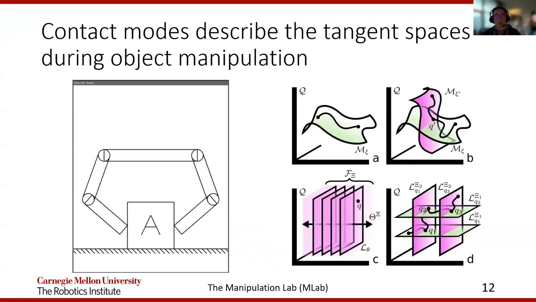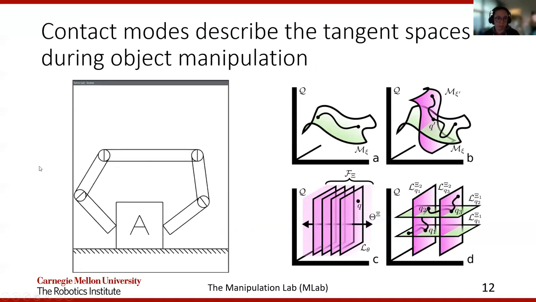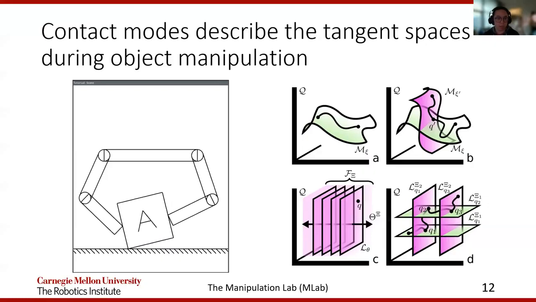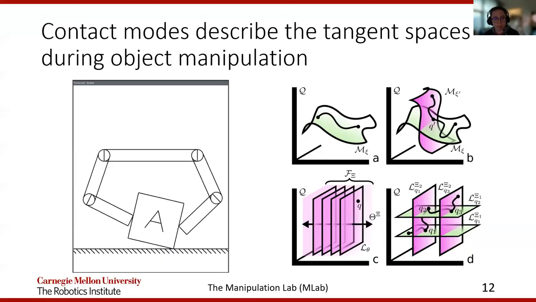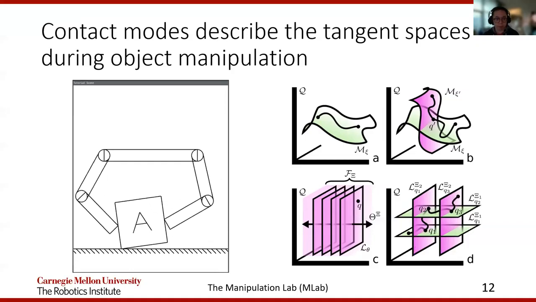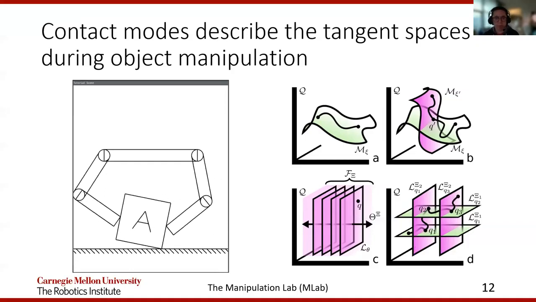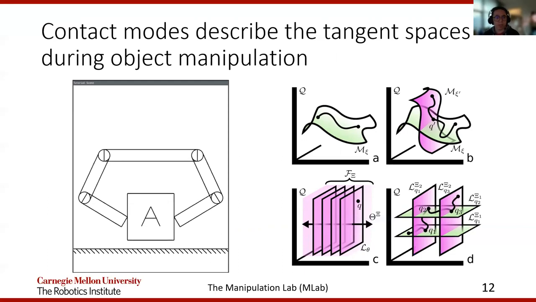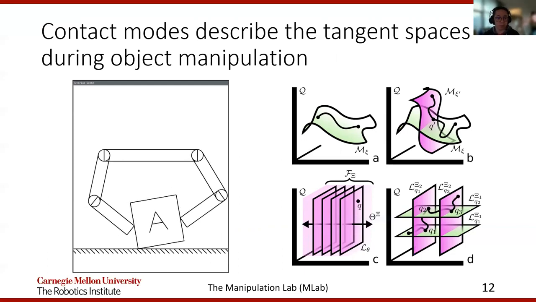Contact modes also describe the tangent spaces during object manipulation. So in this case, for manipulating this block on a table in 2D, these are all the different types of motions that we can generate involving this block. And these different primitives are captured by different contact mode strings.